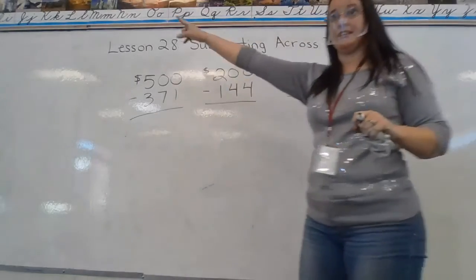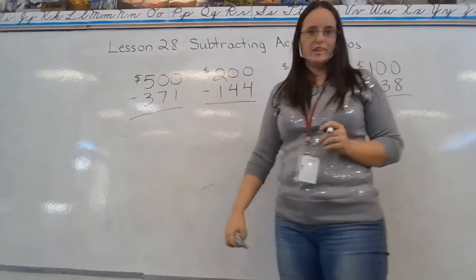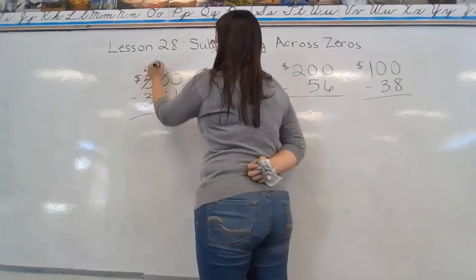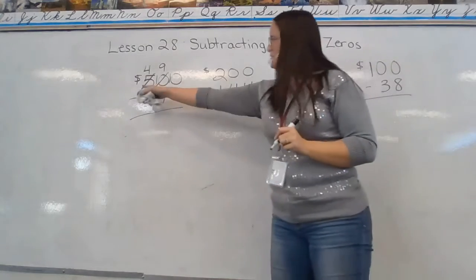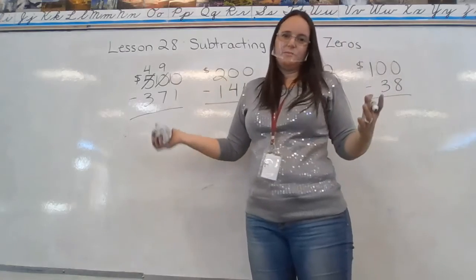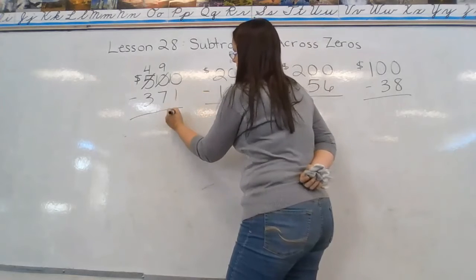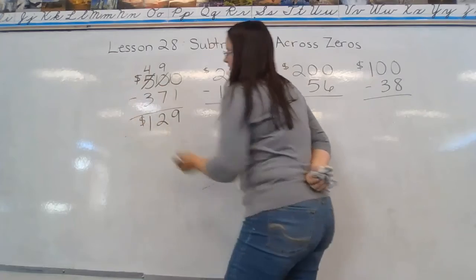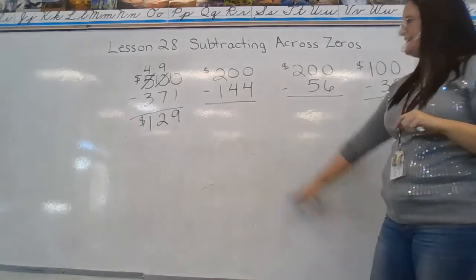Must-do list. SRAs. All right, starting with 500 minus 371. Make sure you borrow. I kind of like subtracting across zeros because I get all the work done in the first step. So now I know that I'm not going to have to borrow anymore. I can just straight subtract. So 10 minus 1, 9 minus 7, 4 minus 3. Our first answer is $129. Don't forget the dollar sign.